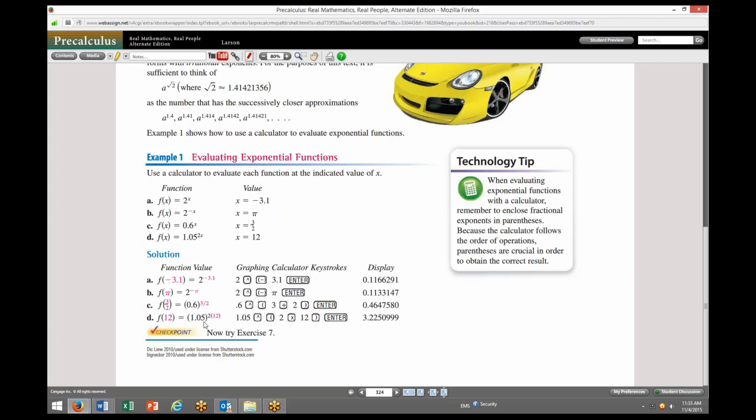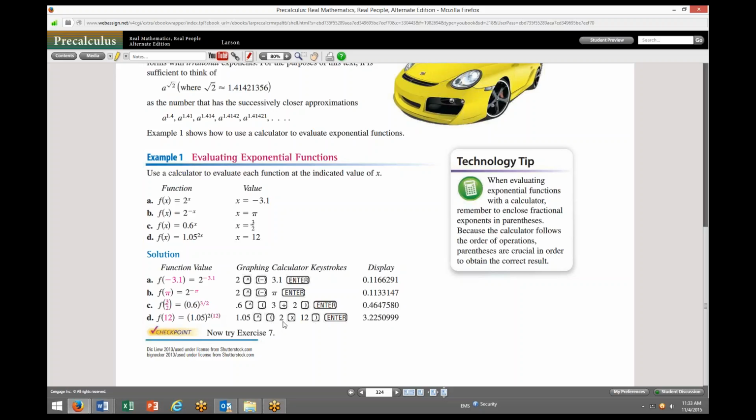And continuing on, here's one you have to be careful on, this last one, part D. If you're trying to figure out how much 1.05 is to the 2 times 12, if you really want to leave it as 2 times 12, then you've got to put parentheses around the multiplication. Not like they have it here, 2 times parentheses 12. You have to do it like over here, parentheses around the entire multiplication, before the 2 and after the 12.